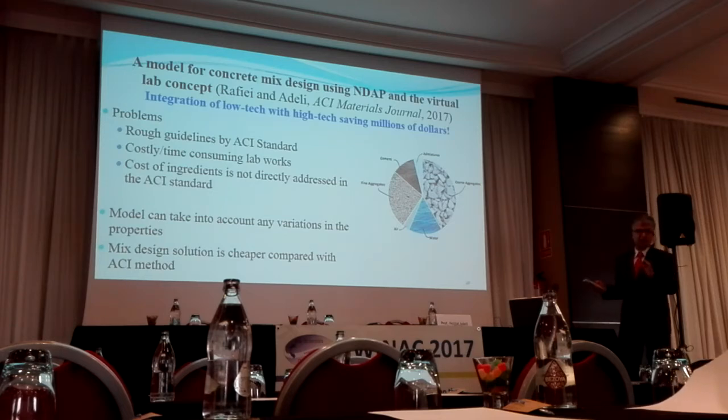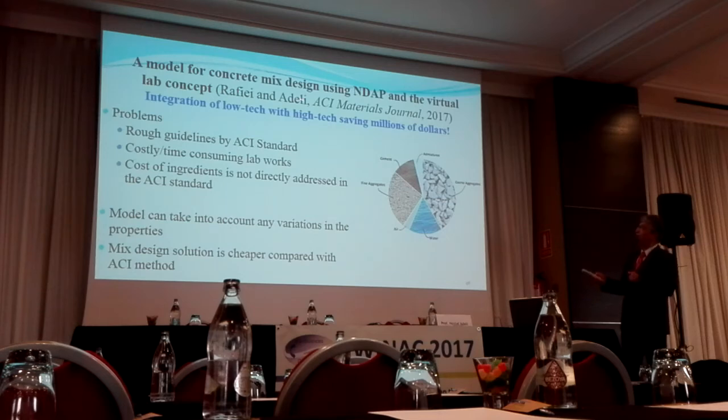So this is another example of machine learning. And so we use that neural dynamic optimization algorithm. And here we have a model for concrete mix design. How do you design concrete? Concrete consists of different materials: fine aggregate, cement, admixtures, coarse aggregate, water. What should be the ratio in order to reach certain strength? So this may be a low-tech problem. So we are integrating low-tech with high-tech. And the result is saving millions of dollars for the construction industry if we do that.